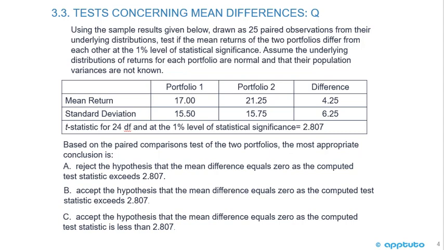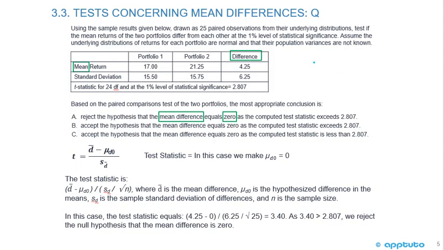Based on the paired comparisons test of the two portfolios, the most appropriate conclusion is: A, reject the hypothesis that the mean difference equals zero, as the computed test statistic exceeds 2.807; B, accept the hypothesis that the mean difference equals 0, as the computed test statistic exceeds 2.807; or C, accept the hypothesis that the mean difference equals zero, as the computed test statistic is less than 2.807. We'll work through this solution again fairly slowly, to make sure that we understand it.